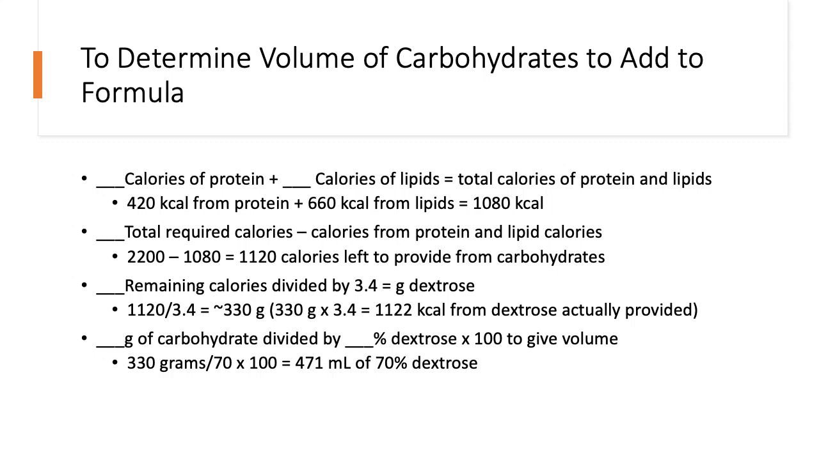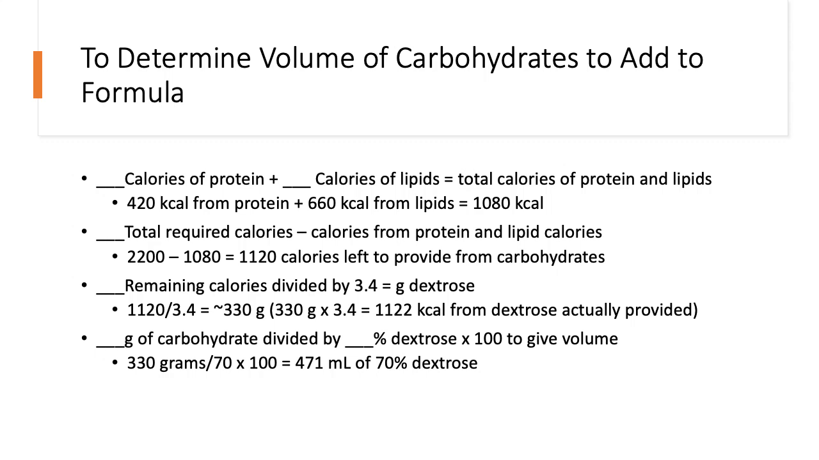Now we're going to determine the volume of carbohydrates to add to the formula. So we take the number of calories from protein plus the calories from lipids, and then that's going to give us the total calories of protein and lipid combined. So 420 calories from protein plus 660 kcals from lipids. That gives us 1,080 calories.